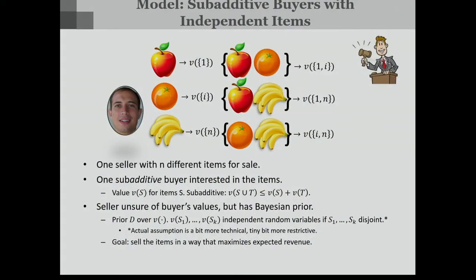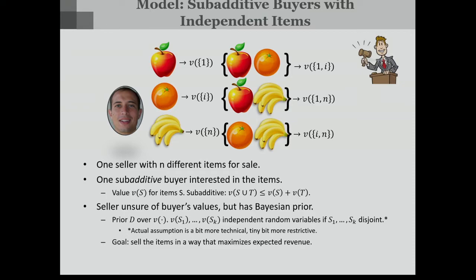Okay, so here there's still one seller with n different items for sale. There's one buyer. The buyer has a subadditive valuation for the items. So that means their value for just the apple might be this, and their value for the apple and the orange together might not necessarily be any function of his value for the apple by itself and his value for the orange by itself. The only thing I want to assume is that the value for the union of 2 sets is upper bounded by the value of each set separately. So this is what subadditive means.